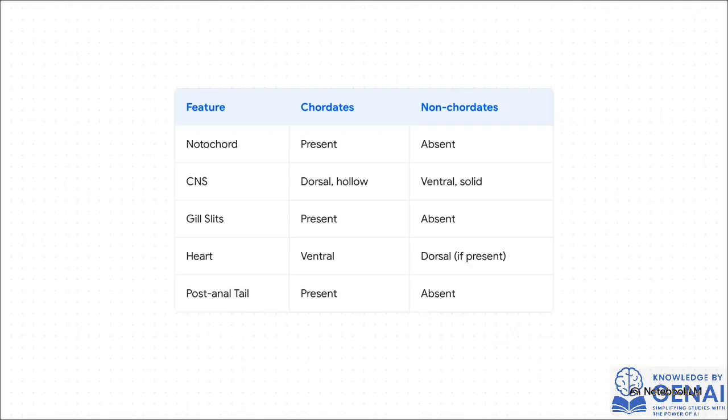When you put chordates and non-chordates side by side, the differences are just wild. Look at how the body plan is basically flipped. Our nerve cord is on our back, that's dorsal, while in non-chordates, it's on their front, it's ventral. Same thing with the heart. This kind of fundamental inversion is a major dividing line between these two huge groups of animals.